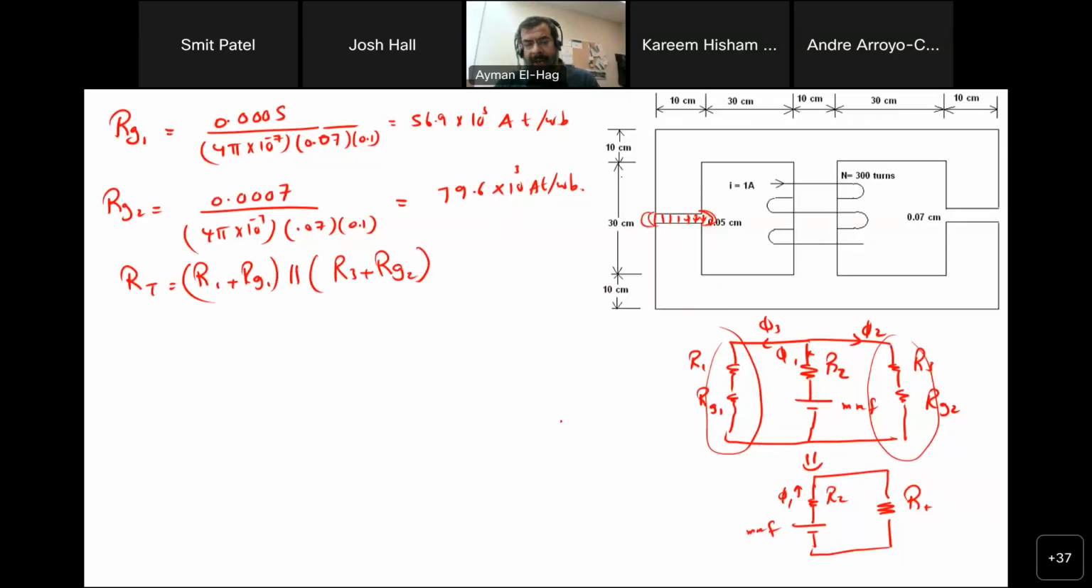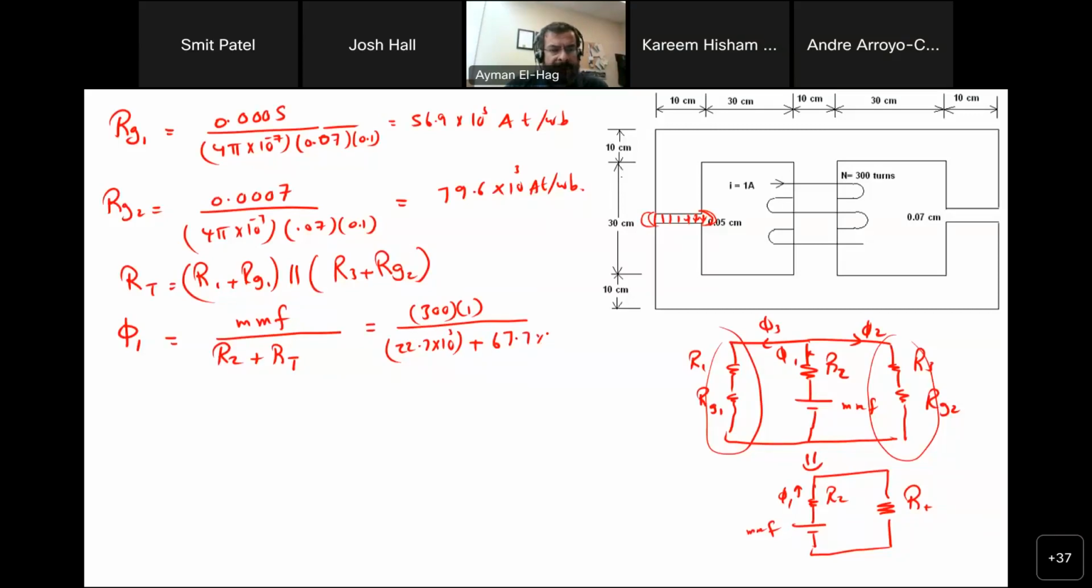So what is your phi 1? Your phi 1, the flux in the middle, is equal to your MMF divided by the reluctance 2 in series with reluctance T. Now your MMF is N times I, which is 300 times 1, number of turns times the current, divided by the reluctance 2, which we already calculated before, 22.7 times 10 to the power 3, plus this total reluctance, which after you add them in parallel is 67.7 times 10 to the power 3. And from this, you will find your flux phi 1 is equal to 3.32 milliweber. These are the typical values of the flux.